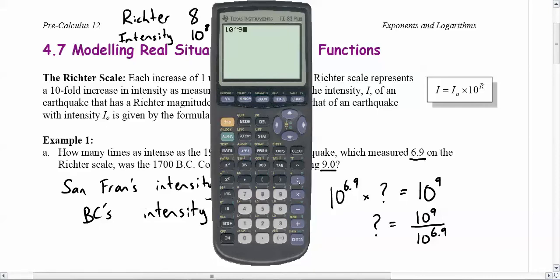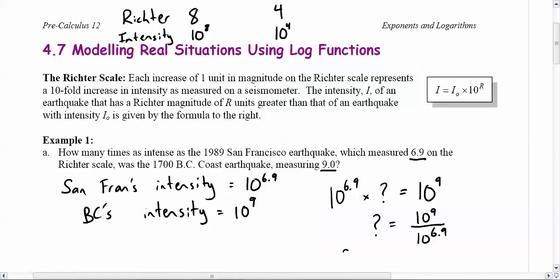The intensity of BC divided by the intensity of San Fran is 125 times bigger. And we can round that up to 126 times stronger.